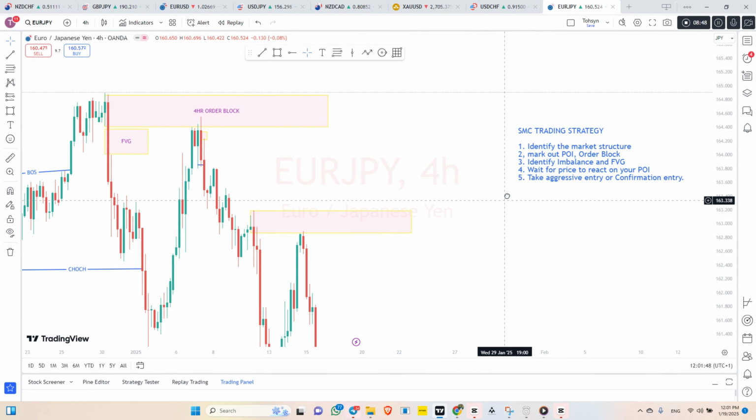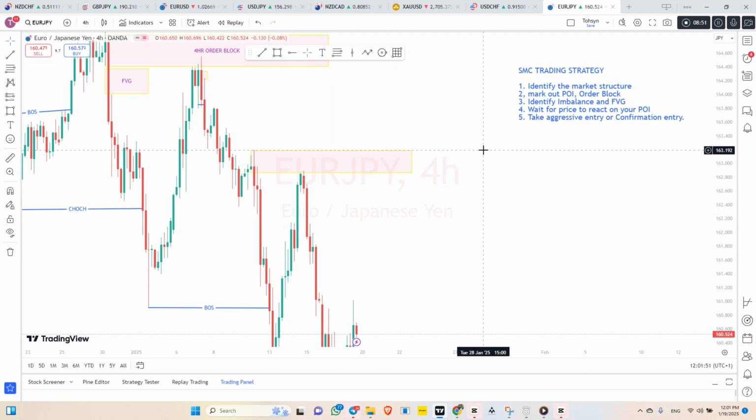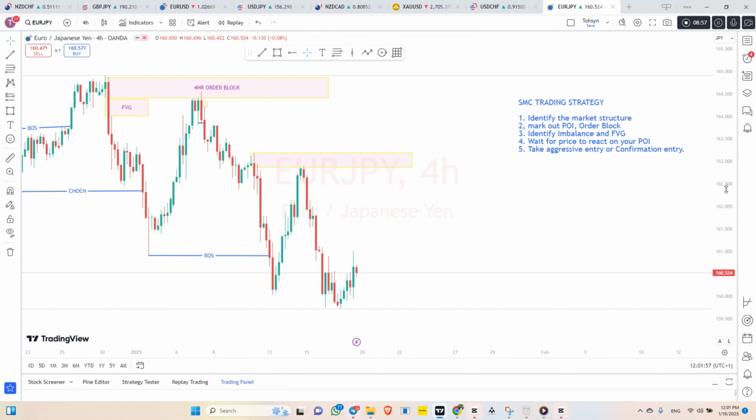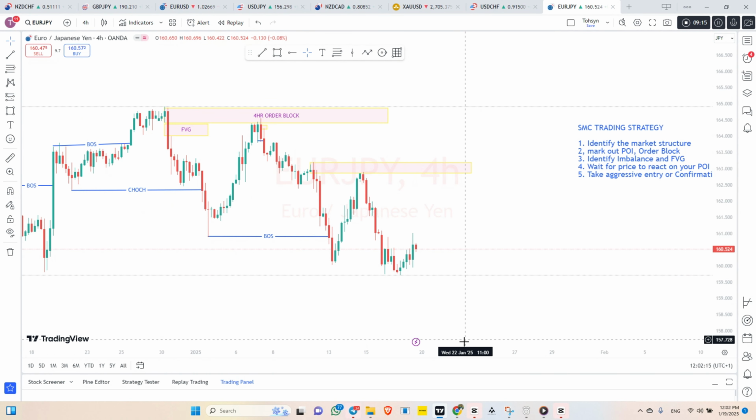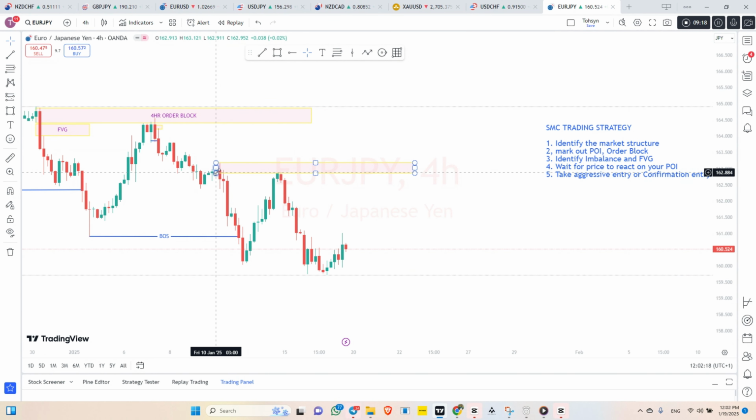Remember our step-by-step strategy. Identify the market structure. We already identified that the market is in a downtrend. Then mark out the POI or order block. This is the POI. Remember that this previous one has been mitigated, so we focus on the next break of structure. So this is the next break of structure. This was the origin that caused the break of structure.